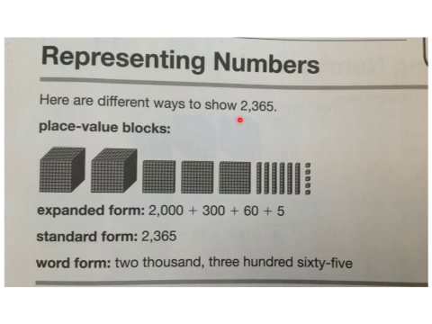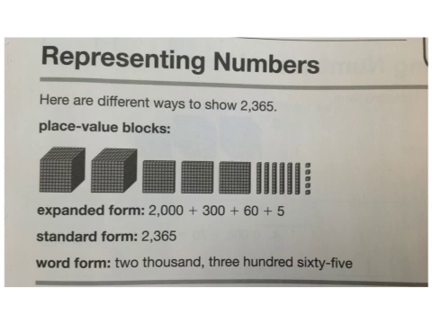Now, when you're here, you see that you have your number that you're looking at right here. What's that number? It's 2,365, right? Now, 2,365 can be written down in a lot of different ways. Now, there's 4 different ways. Place value blocks. What's the next one?